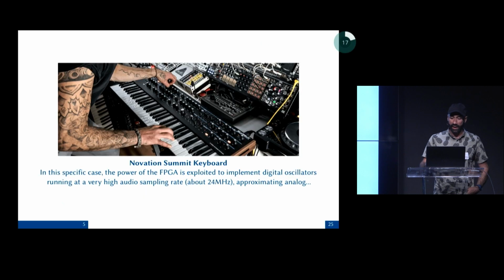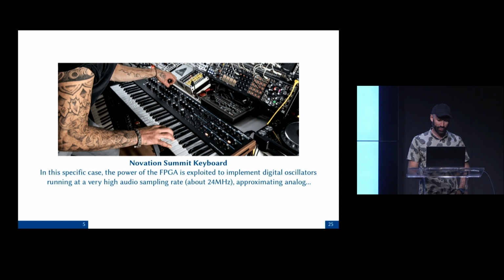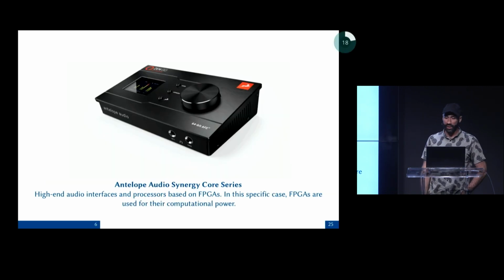Another kind of product where you're going to find FPGAs is analog or digital analog synthesizers, where you want to have a very high audio sampling rate. In that way, you can potentially get rid of more aliasing if you're doing virtual analog or things like this. That's the case of the Novation Summit keyboard, which has an FPGA to run some oscillators at 24 megahertz in terms of audio rate.